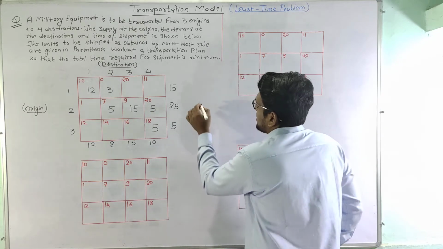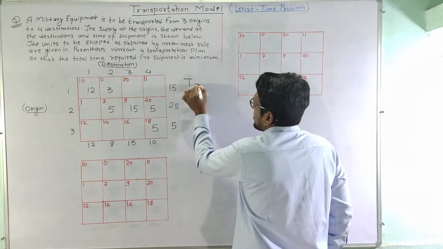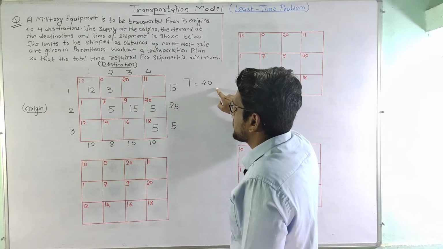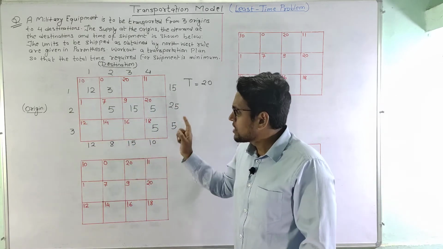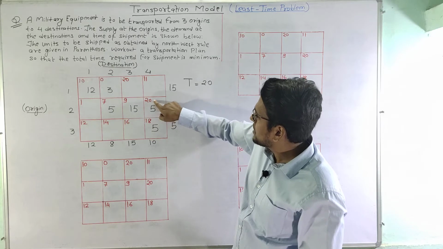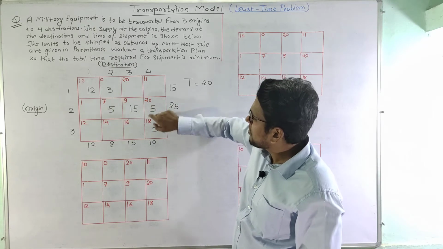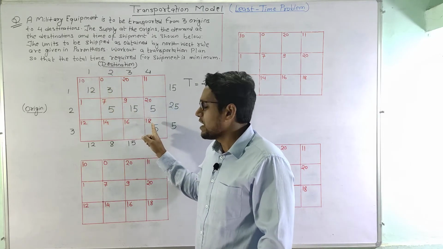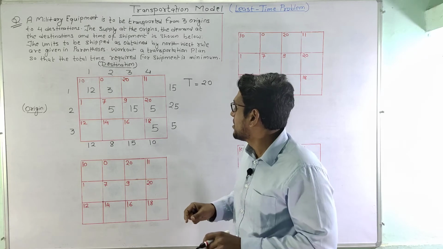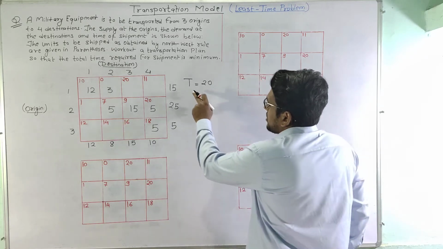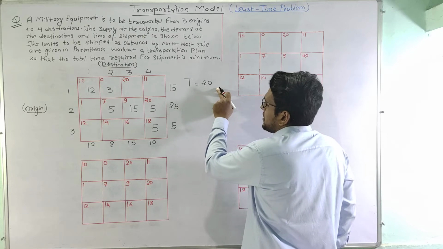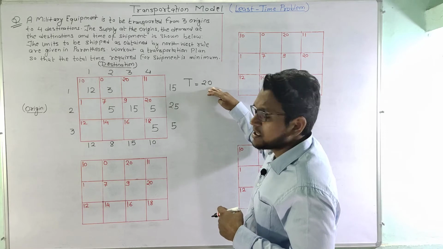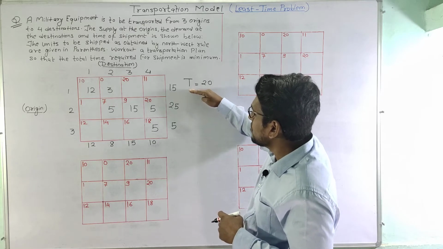So this 20 is the total time of transportation. For this particular solution, the total time of transportation is 20, because the maximum time is taken by this particular shipment and all the other shipments take less time. So the total transportation time here is 20, and our objective is to minimize this total transportation time.